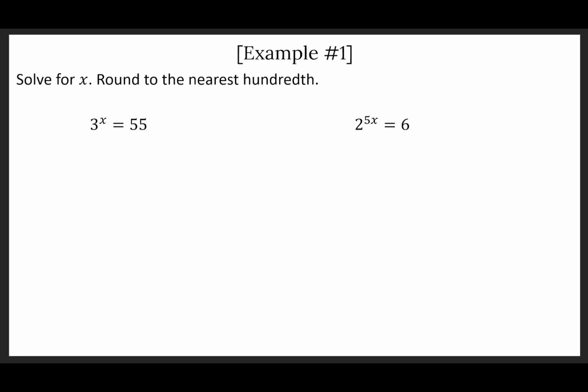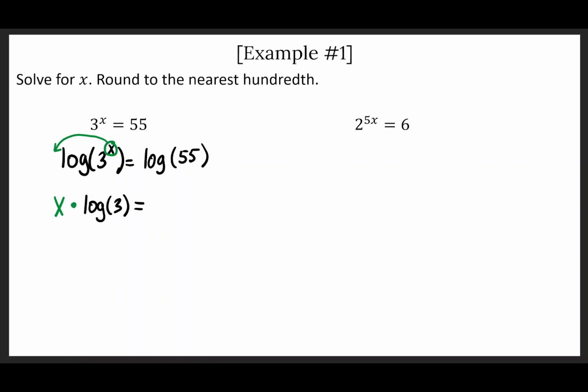If I want to get to that exponent, I need to use log to get to the exponent. So I'm going to log both sides. I'm going to write this as log of 3 to the x equals log of 55. A property of logs is that we get to take the exponent of what we're logging and pull it out front and turn it into multiplication. So I'm going to rewrite this to say x times log 3, without the x on it anymore, equals log 55.